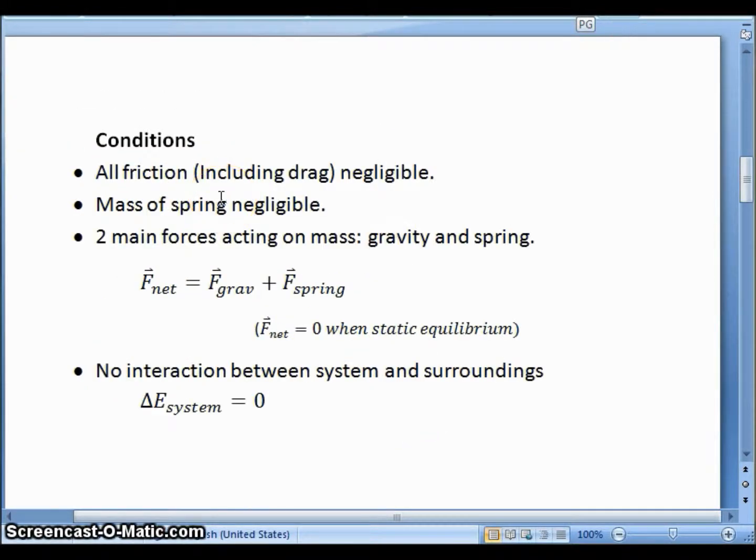Some of the conditions for this lab are that all friction will be negligible, and the mass of the spring is also negligible. There would be two main forces acting on the mass, the force of gravity and the force of the spring, and also there would be no interaction between the system and its surroundings.